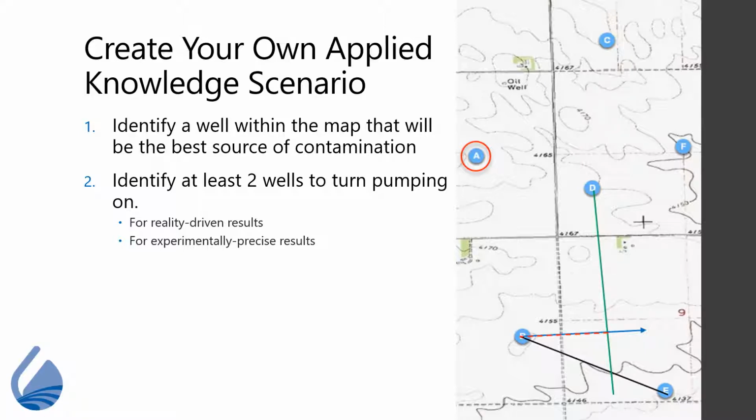The contaminated well can also have its pumping activated. For results that are more representative of reality, qualitatively assess the change in flow direction given the new pumping wells, but continue to use experimentally determined gradient and velocity from the map. For experimentally precise results, run the model again using the point of contamination and at least one of the wells closest to the contaminated well that also has pumping turned on.